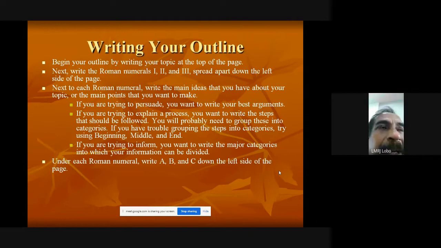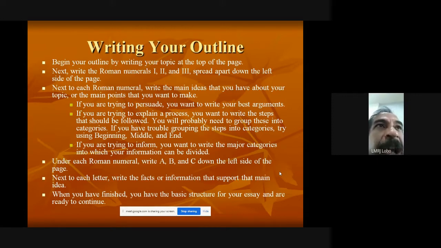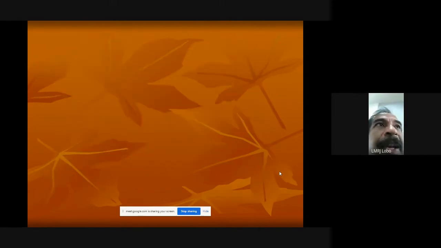information can be divided. Under each Roman numeral, write A, B, C in capitals down the left side of the page. Next to each letter, write the facts or information that support that main idea. So your main idea and your sub-ideas are all going to be projected in your outline. When you have finished, you have the basic structure for your essay and are ready to continue.